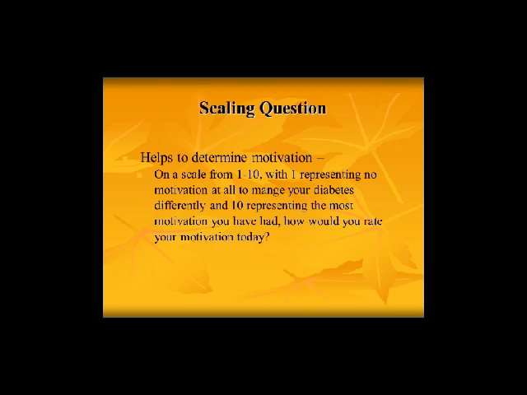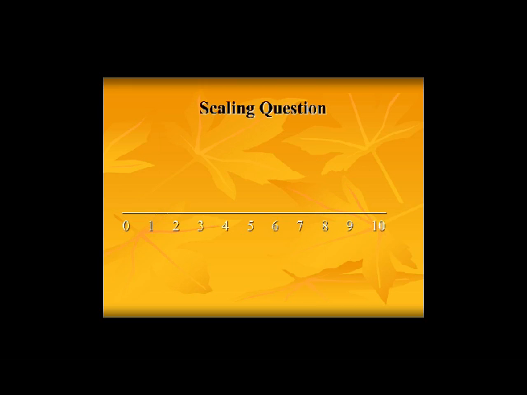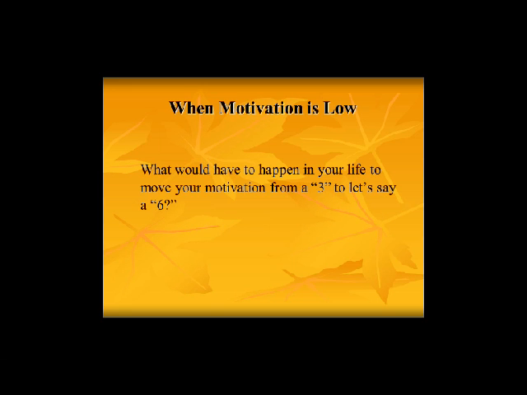On a scale from 1 to 10, with 1 representing no motivation to check your blood sugars, to 10 representing the most motivation you have in checking, where are you today? And I like to just write out a scale right in front of them, and they circle it. So you checked a 3. What would need to happen to get you to a 6? What would need to change?